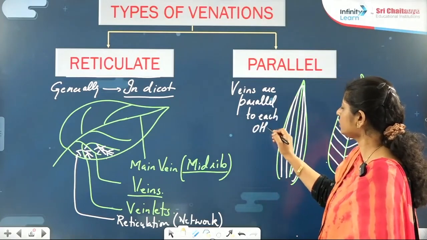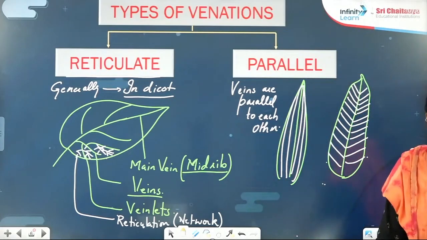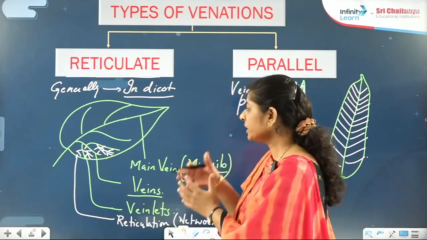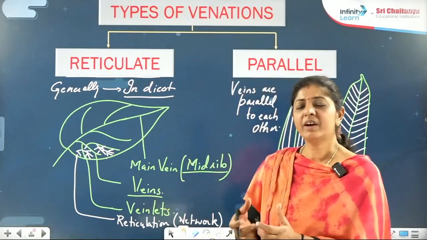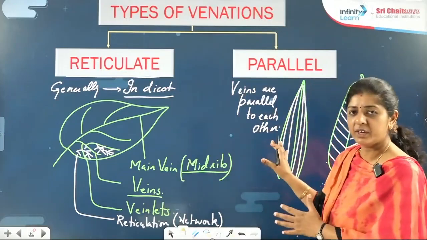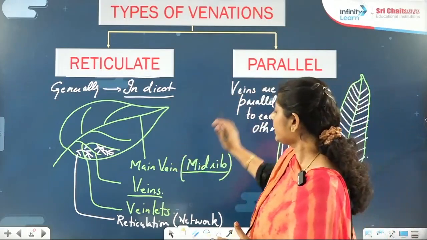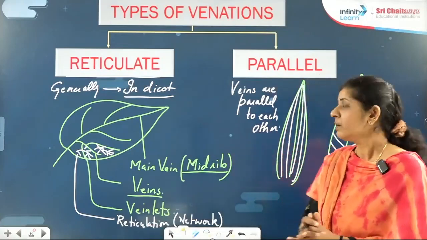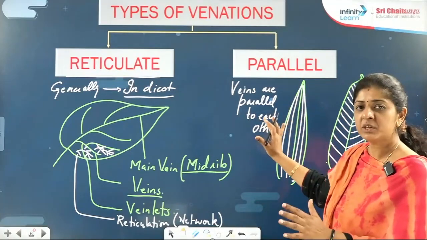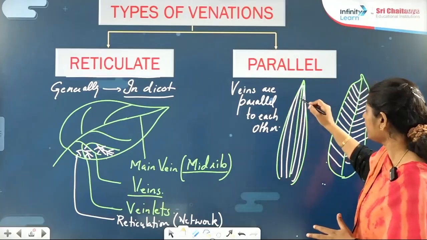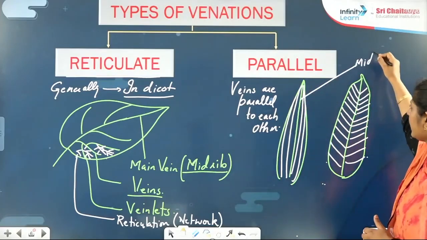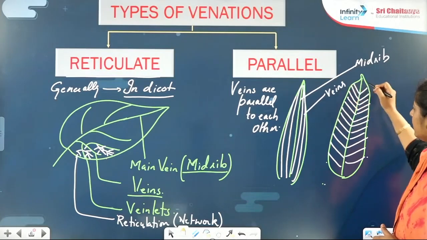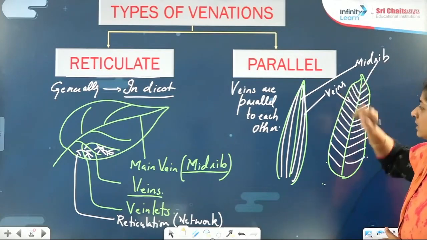That type of venation you call parallel venation, right? But in reticulate venation, what is happening? The reticulation is there. That reticulation is absent in parallel venation. Even parallel venation can have veinlets, but they are not conspicuous, not clear. But what is very clear in a parallel venation? The midrib part and the rest of the veins. Even here, the midrib part and these veins.